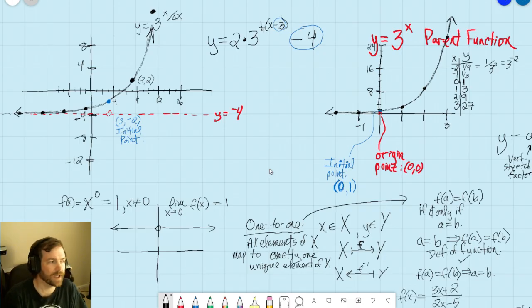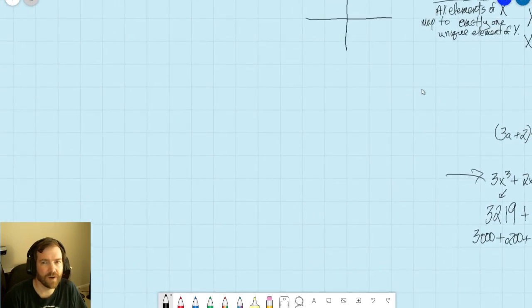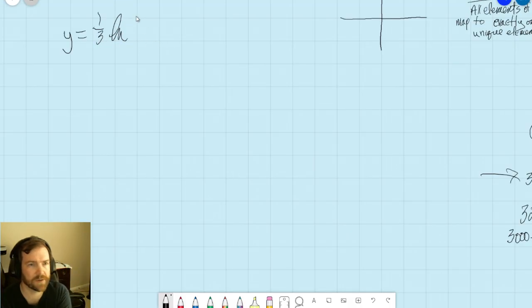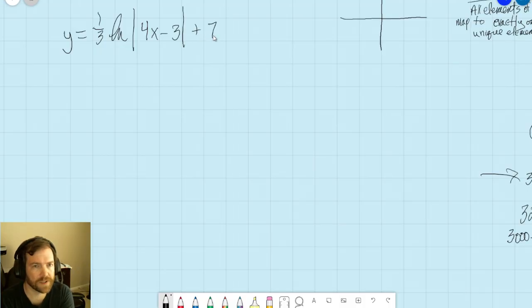Yep. And so I actually did one with my students last semester, and they flipped out when they saw it, because it was like y equals 1/3 natural log of, oh, you know what? It was absolute value, 4x minus 3, plus 7 or something like that. And they're like, what the hell? What are you doing? Why would you do this to us?